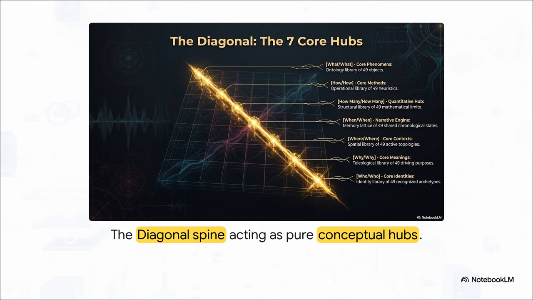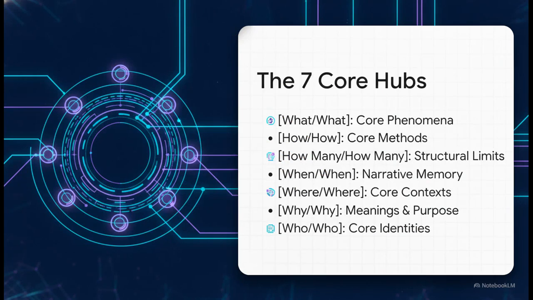No more, no less. Let's slowly walk through what those pure intersections actually represent in practice. The what intersection acts as the core phenomena hub. Essentially, its ontology, its library of recognized objects. Then, how manages heuristics, which are the operational shortcuts the system uses. How many handles all the quantitative, mathematical limits.